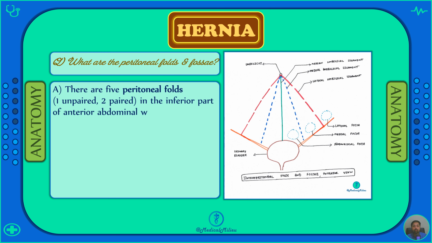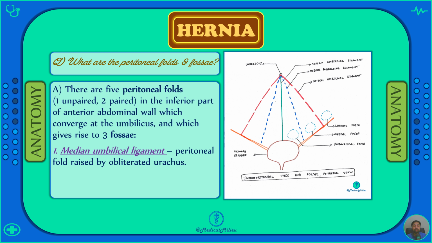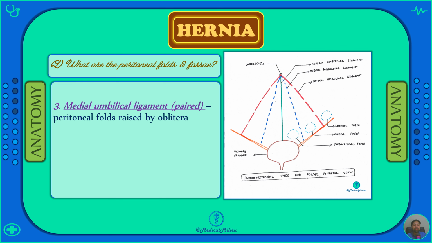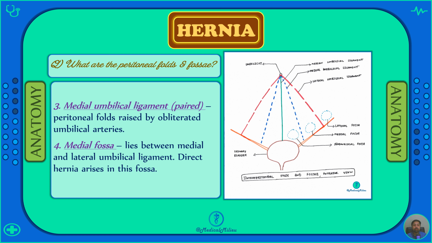There are 5 peritoneal folds, one is unpaired and 2 are paired, in the inferior part of the anterior abdominal wall, which converge at the umbilicus and give rise to 3 fossae. Number 1 is the median umbilical ligament, which is a peritoneal fold raised by the obliterated urachus. Number 2 is the supravesical fossa, which lies between the median and the medial umbilical ligament. Number 3 is the medial umbilical ligament, which are paired and formed by the peritoneal folds raised by obliterated umbilical arteries. Number 4 is the medial fossa, which lies between the medial and lateral umbilical ligament. Direct hernia arises in this fossa.